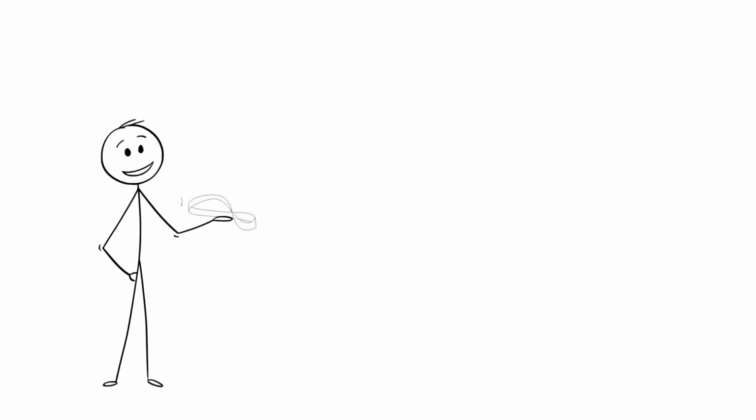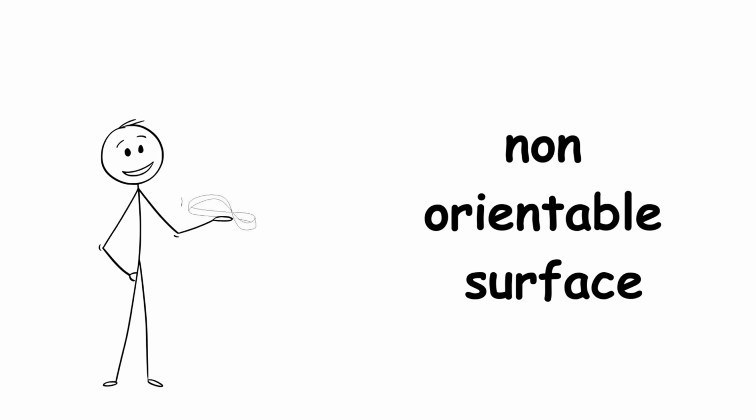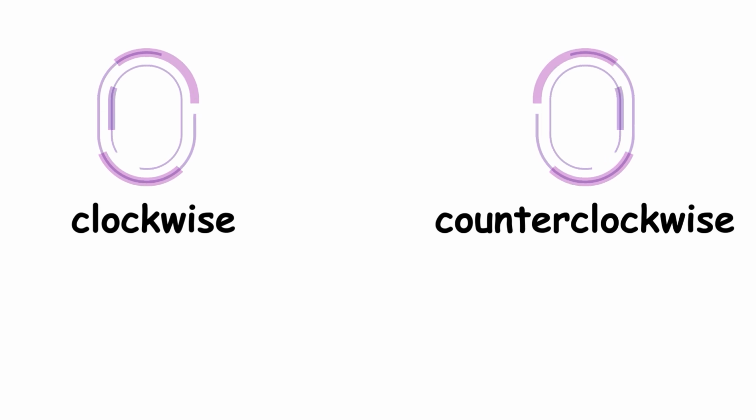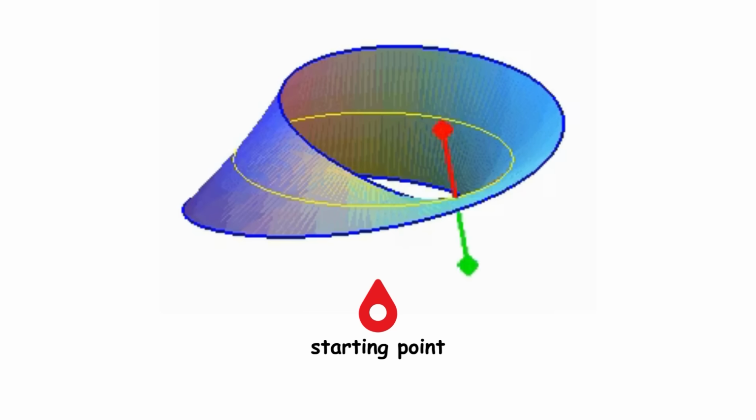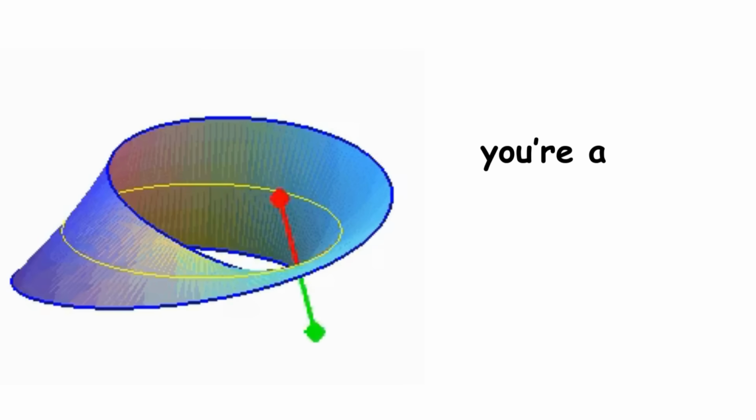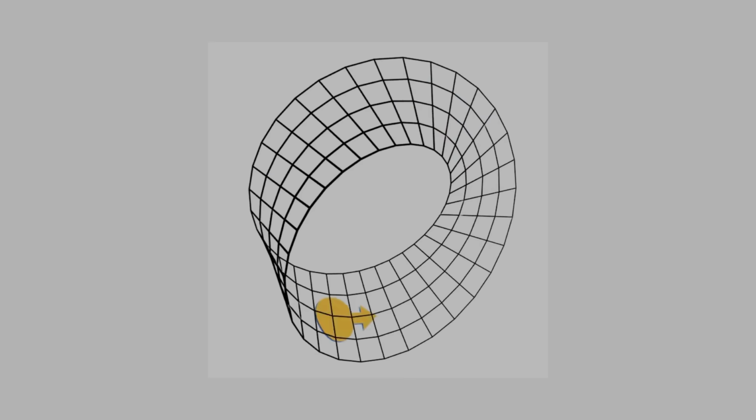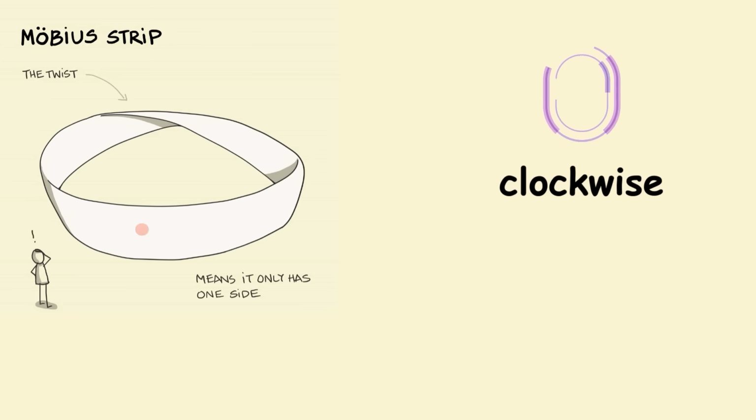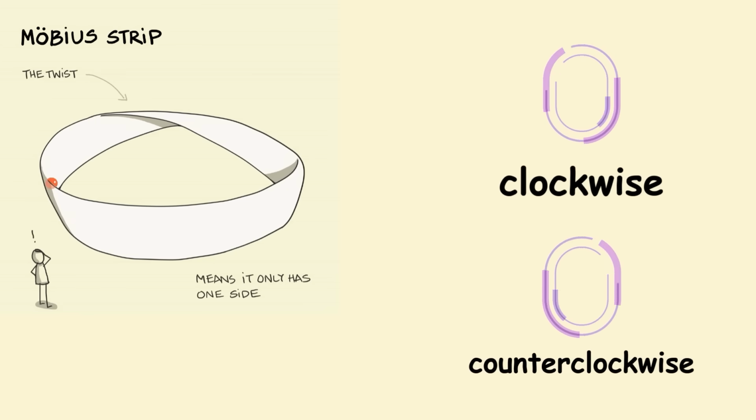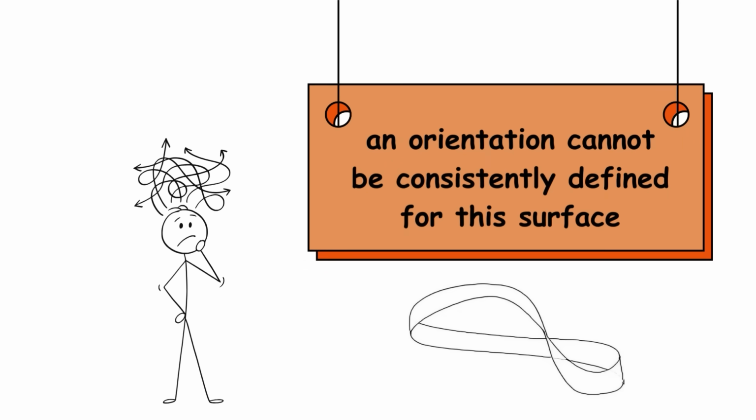The Möbius strip is something called a non-orientable surface, meaning that clockwise and counterclockwise rotation cannot be distinguished within it. If you imagine yourself traveling along the length of the Möbius strip, upon returning to your starting point, you would find yourself upside down from your starting orientation. Of course, this supposes that you're a 3D object traveling on top of the Möbius strip. But if you're actually a 2D object living within the Möbius strip, then traveling along it back to your starting position would cause you to become your mirror image. Accordingly, rotations that once looked clockwise would now look counterclockwise, so an orientation cannot be consistently defined for this surface.